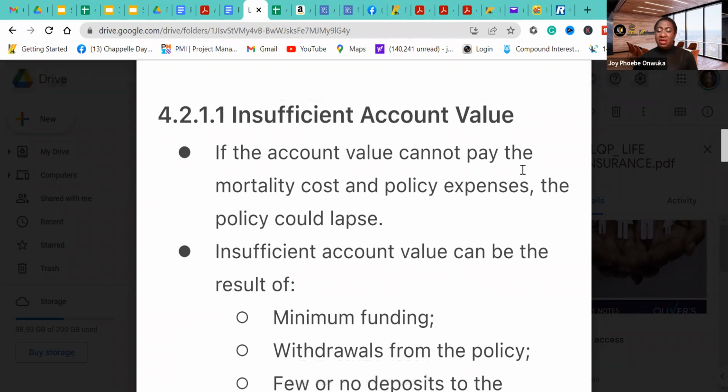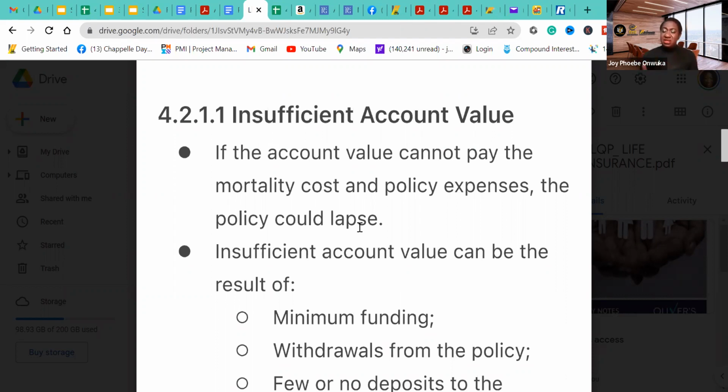If the account value cannot pay the mortality cost and policy expenses, then the policy could lapse. You see, when you hear mortality cost, okay, we'll explain what mortality cost is. It's the cost of the insurance company paying the death benefit. Mortality cost is simply what tells the insurance company that, okay, remember, people are grouped in different groups based on their age, gender, health condition, and stuff like that. And in those groups, the insurance company has the statistics, okay. In this group, this is the probability of people dying, right? And then based on that, they're able to make projections of the cost of death benefit they are going to be paying out in that particular year. So that would be their mortality cost.